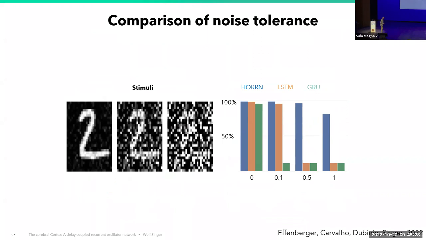Also with respect to noise tolerance, this physiologically inspired network is surprisingly good. If there's little ambiguity, little noise, they're all about the same, the LSTM and the GRU. But when noise increases, they collapse, they fail, but the biologically inspired network is still doing super well. There are reasons, we can discuss them.